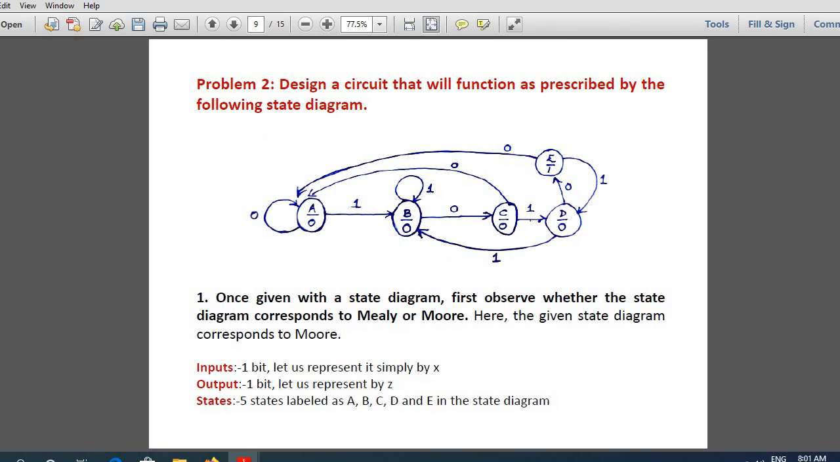Now let us go to one more problem regarding the Moore model. Look here. It is again Moore because the output is tied with the state and on the loops you have just the input. So here how many bits for input? 1 bit. Say you call it X, and output 1 bit. You call it Z. How many states? 5 states, A, B, C, D, E.